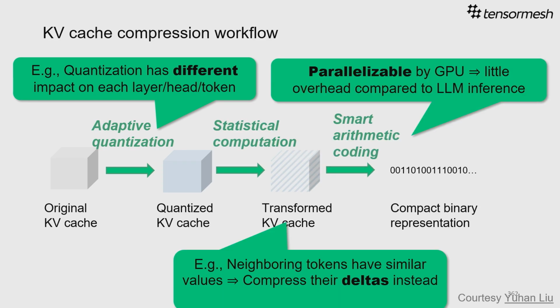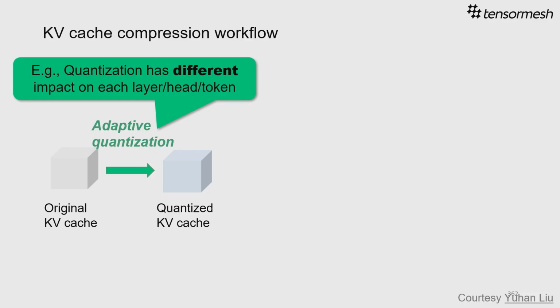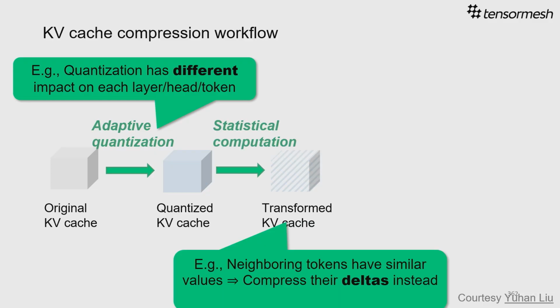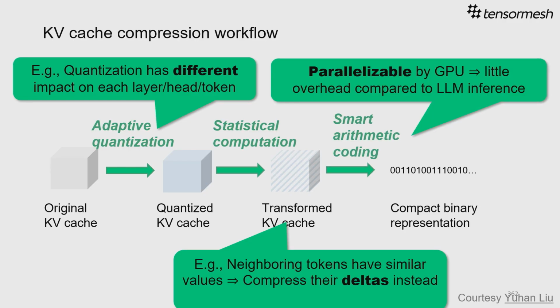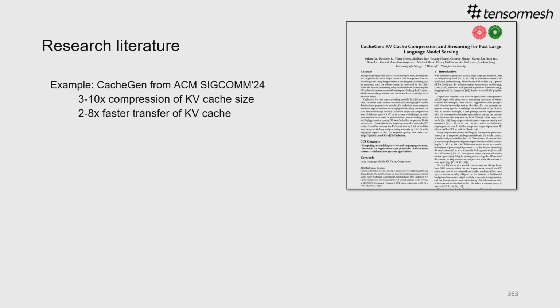But once you quantize it, there are still statistical properties you can leverage. One property, for example, is that the KV cache values of nearby tokens can be very similar, so you can just store their deltas. There are a lot of ideas like that. And finally, people do arithmetic coding, just like in video, to turn this structured data into bit streams. In research, there's a paper from 3 years ago talking about 3 to 10x KV cache compression. You probably feel like, why am I discovering this today? This happened 3 years ago.